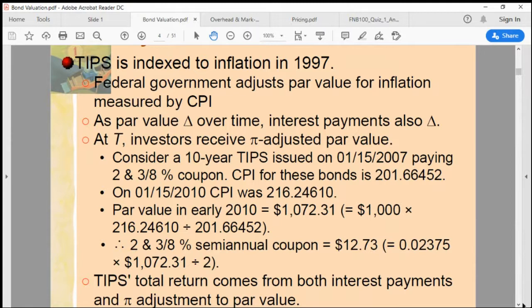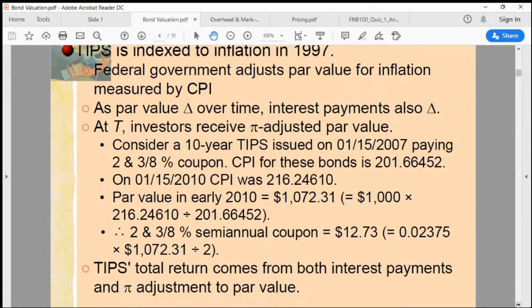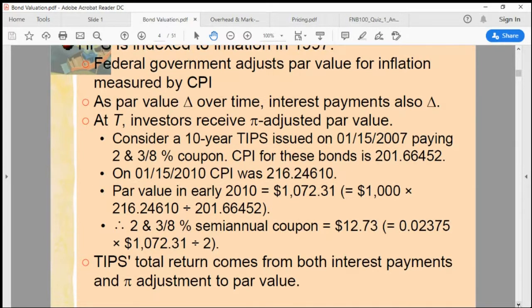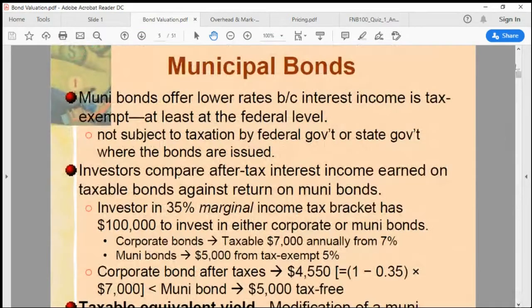So that's not a very difficult thing to do. This is not very sophisticated math. As long as you can do addition, subtraction, multiplication, division, this is something anybody can do, right? But this is what TIPS does. TIPS compensated the coupon interest payment and par value for inflation. It made the adjustment, right? So, all righty, this is what TIPS is all about.